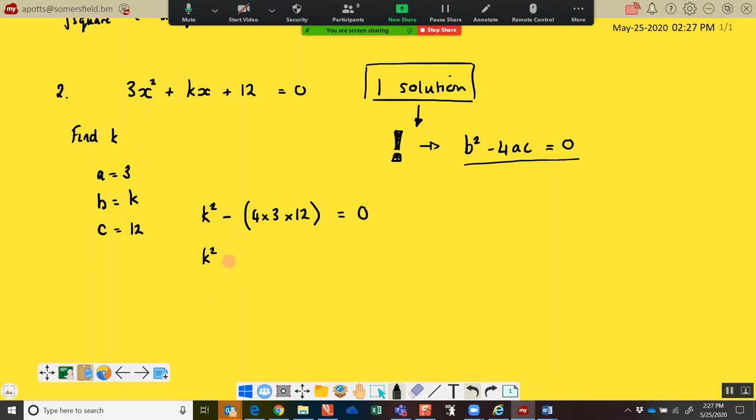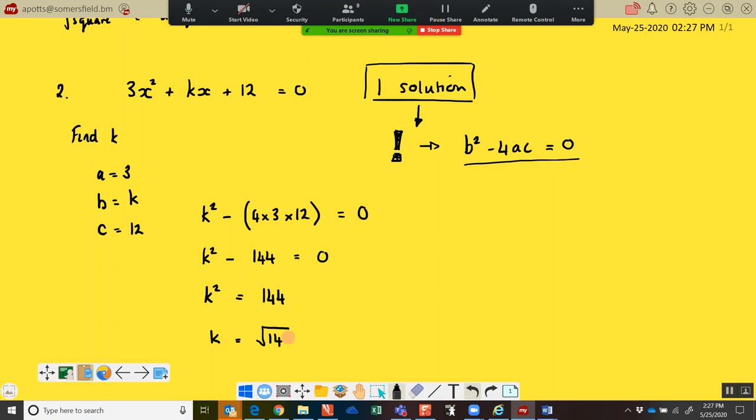Okay, so I've got k squared subtract 144 in this case must equal 0. So how do I find out what k must be? Add 144 and then square root both sides. Yeah. So k squared is 144. Therefore, k is the square root of 144.